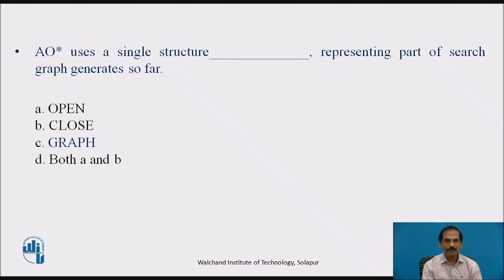Another MCQ is: AO star uses a single structure representing part of the search graph generated so far, and the options are A open, B closed, C graph, D both A and B. And the answer to this question is graph.